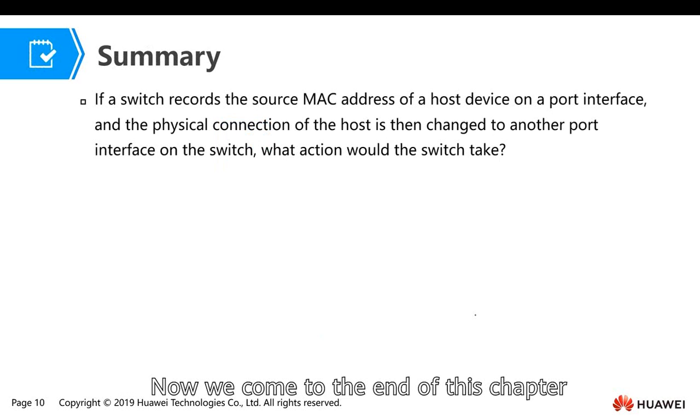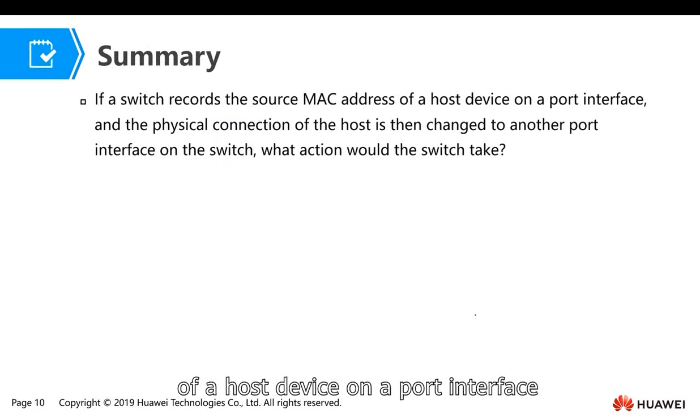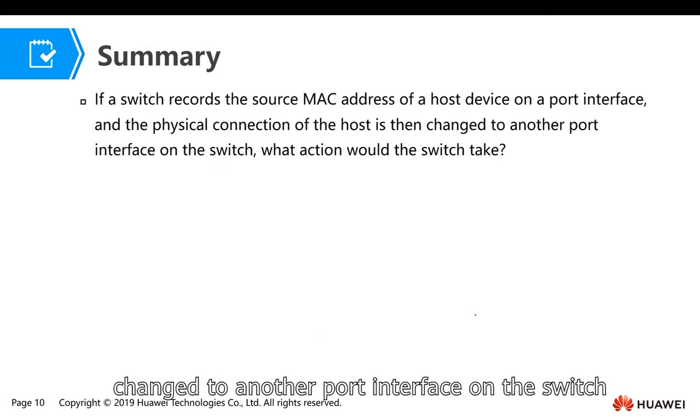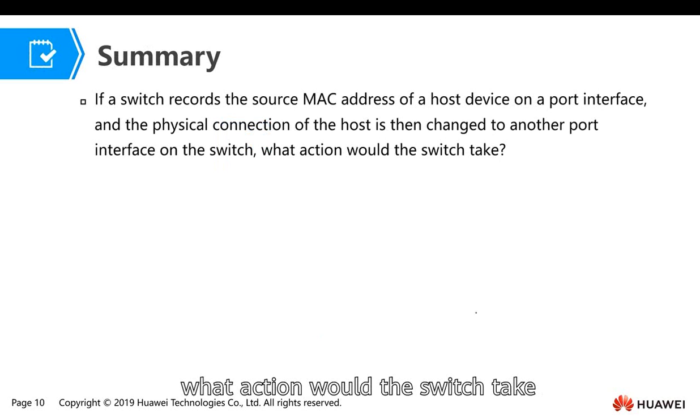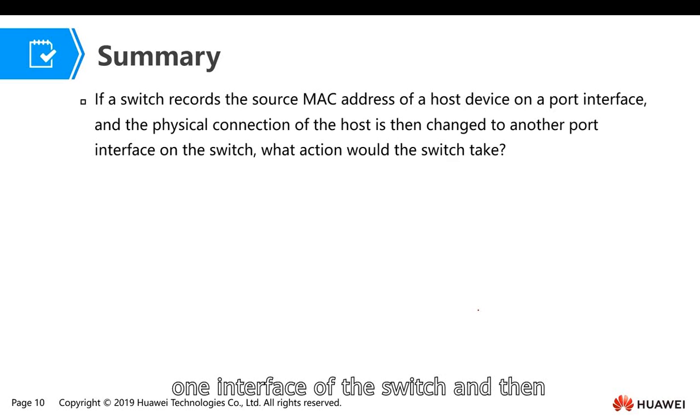We have reached the end of this chapter, and now there are questions. If a switch records the source MAC address of a host device on a port interface, and the physical connection of this host is then changed to another port interface on that switch, what action will the switch take? That means one host originally connected to one interface of the switch disconnects from this interface and then connects to another interface.